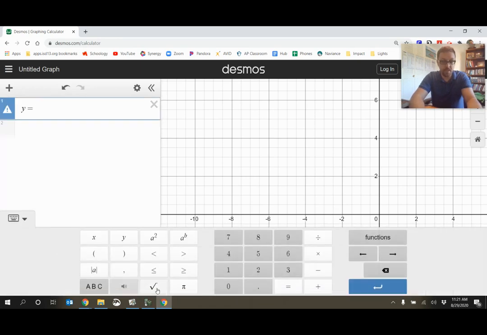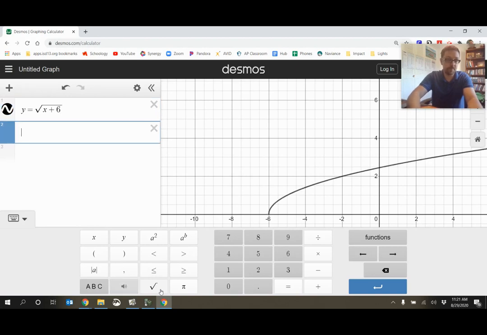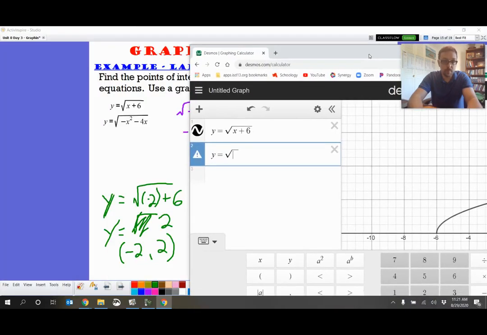And we can get a square root. So get a little keyboard. You can also get pi and other things. So square root of x plus 6. Another one is y equals the square root of -x squared minus 4x. And we will take a look at our graph.